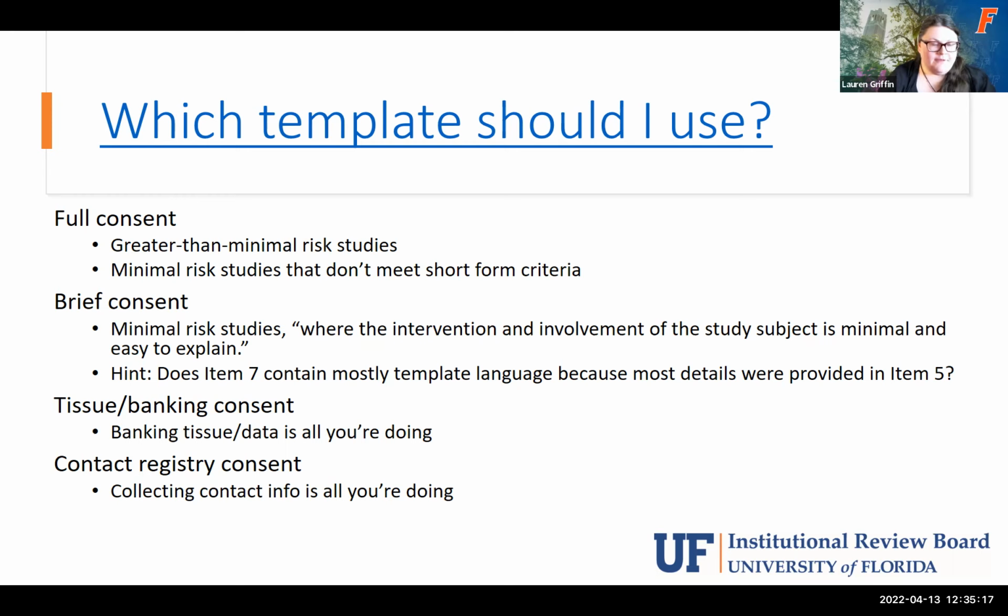So if you start off with the full consent and you get to item 7 in the full consent, and you realize you're mostly including template language and you're repeating yourself, you already talked about the study in item 5, that's a good indication that you can go with the brief consent, because that's saying these shorter descriptions are sufficient to describe what's going to be happening with subjects.